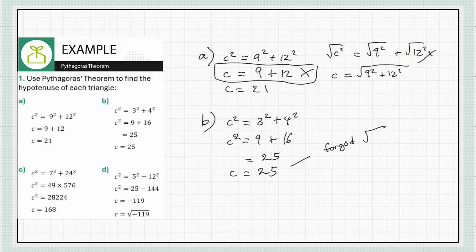Alright, this is a super common mistake. People typically make it because they leave out that c squared equals 25 in this particular stage. And because they do that, they feel like they've solved the question, and so they move on.